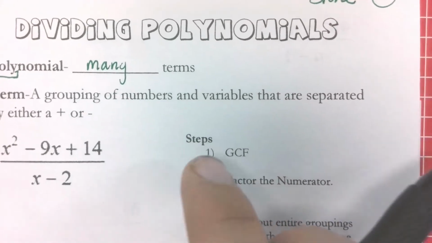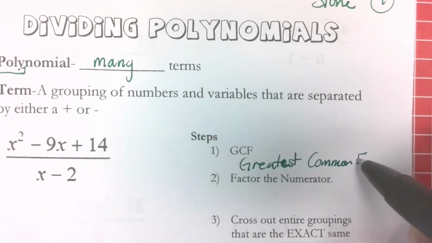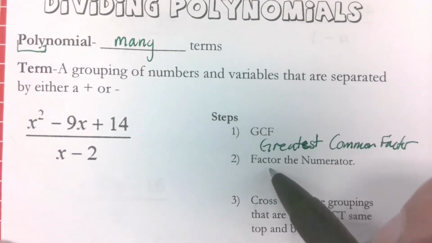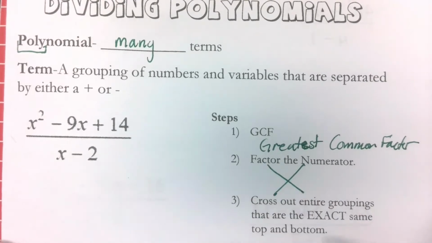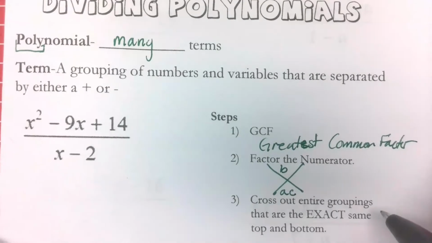So the first thing we're going to do is GCF. Do you guys remember what GCF stands for? Good. If you know, you don't have to write it down. If you don't remember. Okay, so we're going to factor out the numerator. Under here, please write a fat x because we're going to be using the x method to factor. It's going to be a and c in the bottom and b in the top.